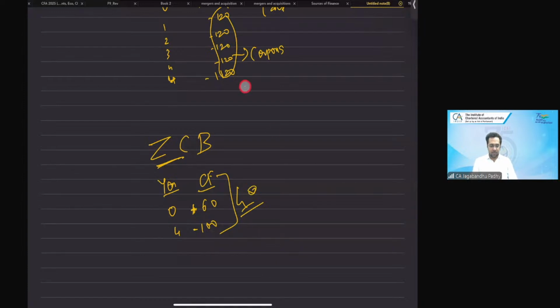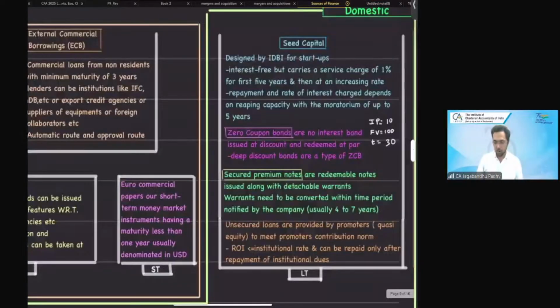No, there is interest. But in between, like a normal bond, you don't pay 120, 120, 120 every time. You just pay like you got 60 now. You repay it with interest, cumulative value, total amount at the end. That is 100 rupees. Got it? That's your zero coupon bond.